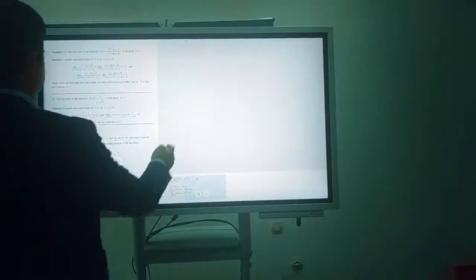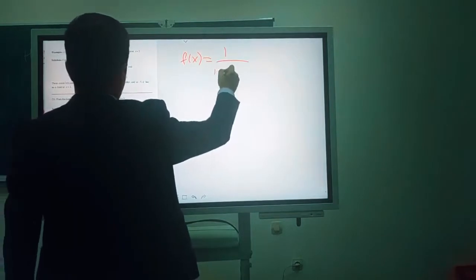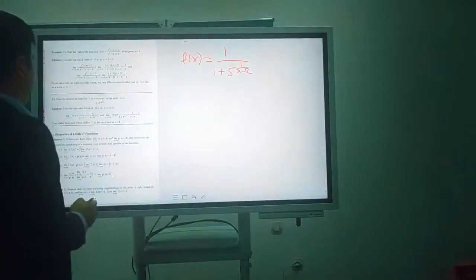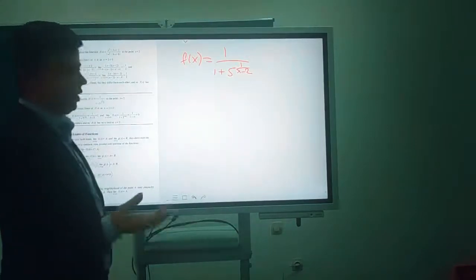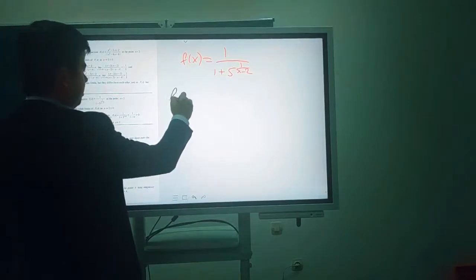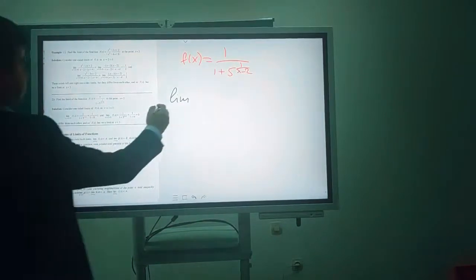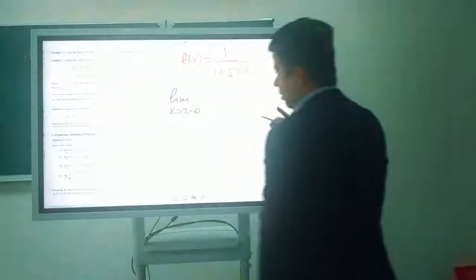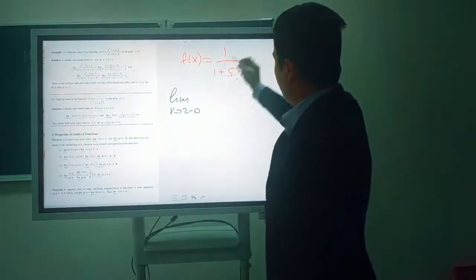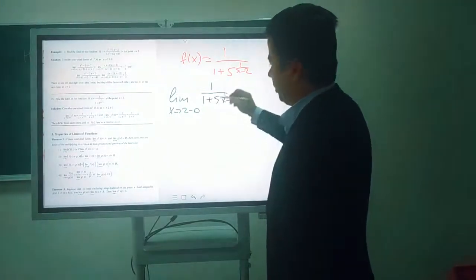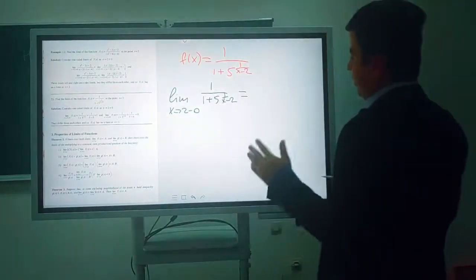So, here we have this function f of x equals 1 over 1 plus 5 to the power 1 over x minus 2. At the point x equals 2, we need to calculate the limit. So, first let's consider again one-sided limits. Firstly x tends to 2 minus 0, and now f of x, this one, 1 over 1 plus 5 to the power 1 over x minus 2.